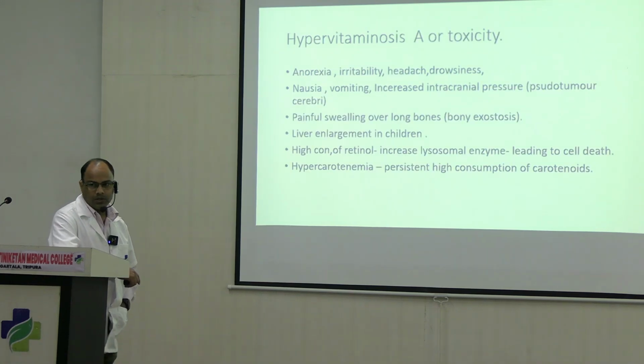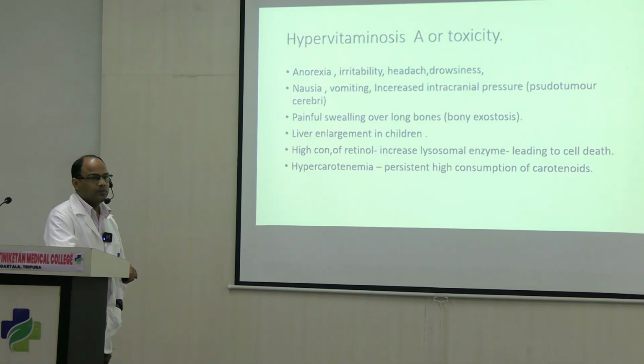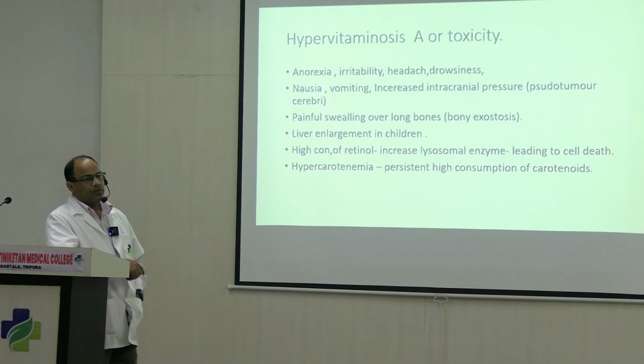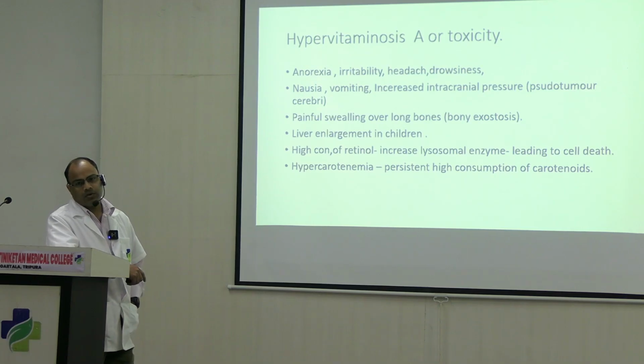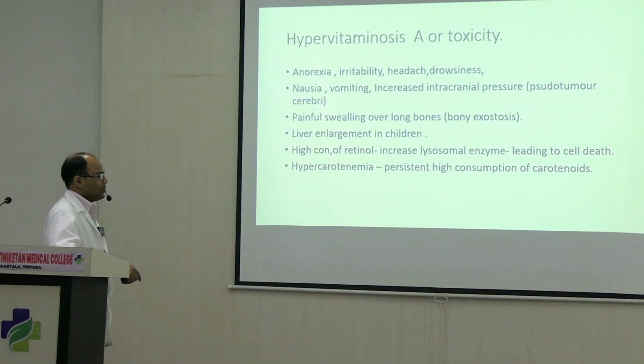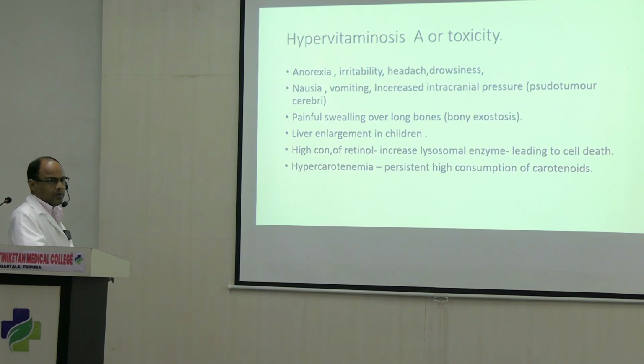What is hypervitaminosis A? If you consume a large amount of vitamin A, then you can develop toxicity, because this is a fat soluble vitamin, so you cannot excrete it directly like a water soluble vitamin. Eventually it gets stored in your body. So if you consume a very large amount of vitamin A, it eventually develops toxicity. For the symptoms of toxicity, the first symptom is anorexia.